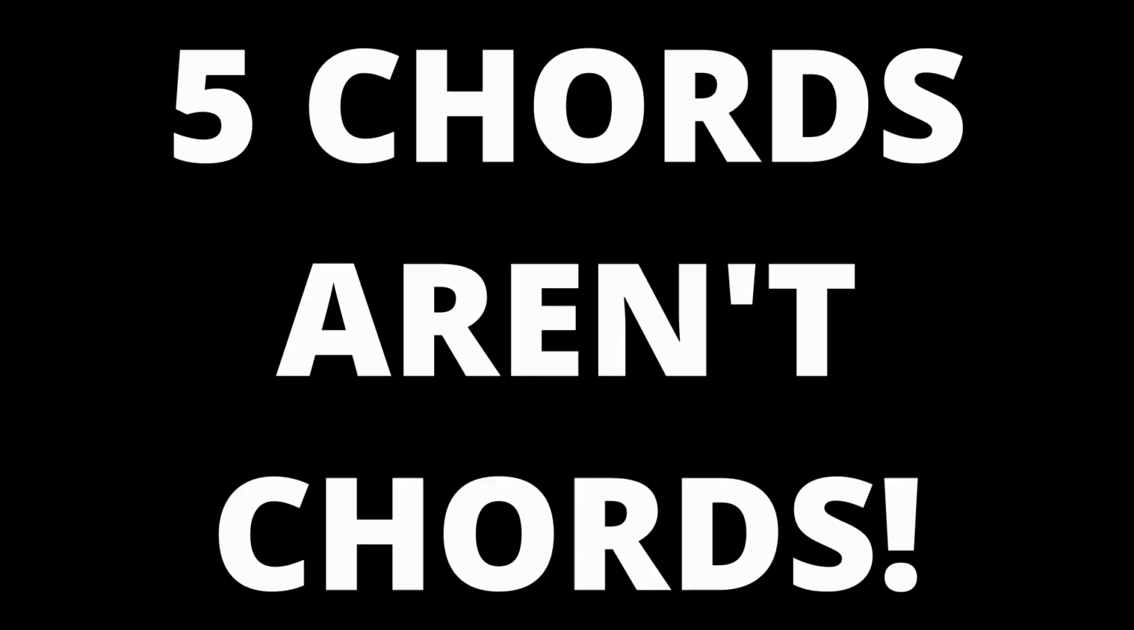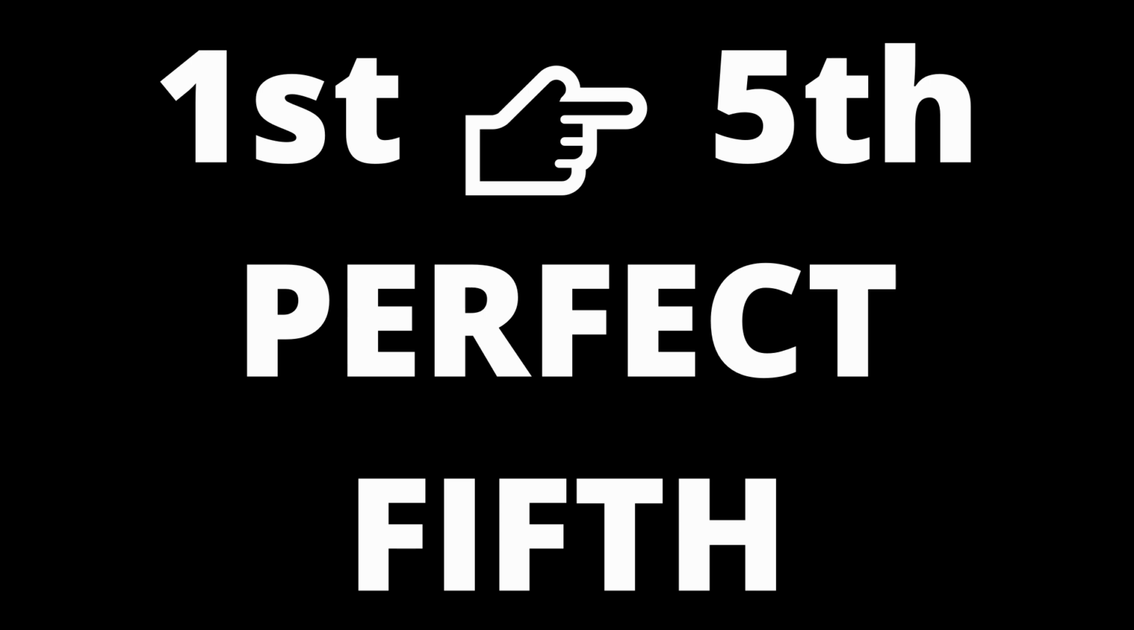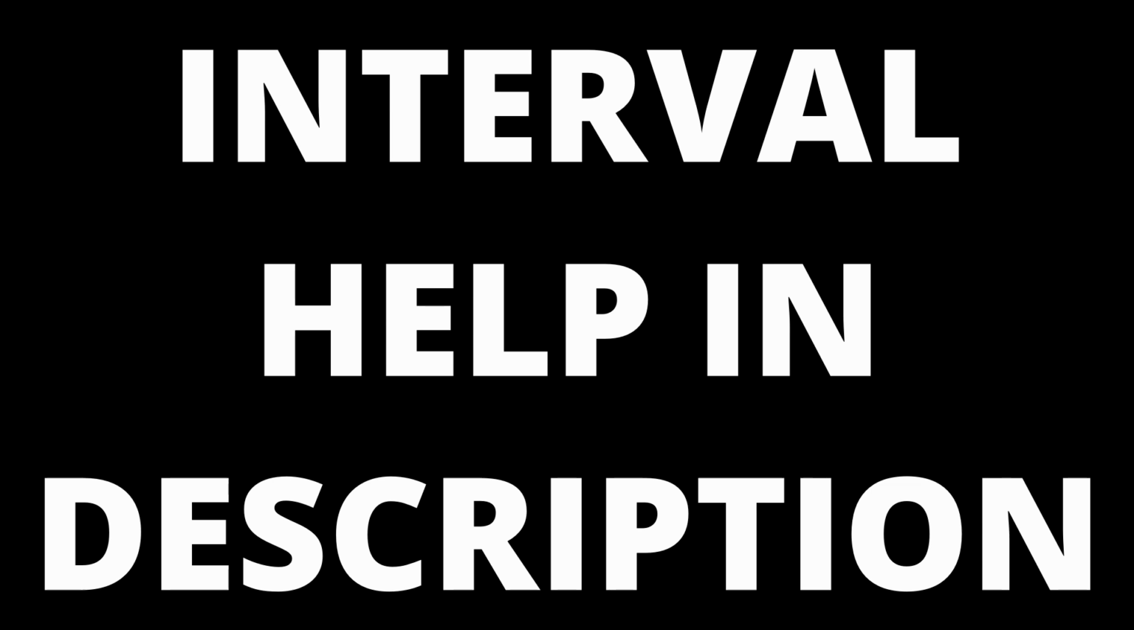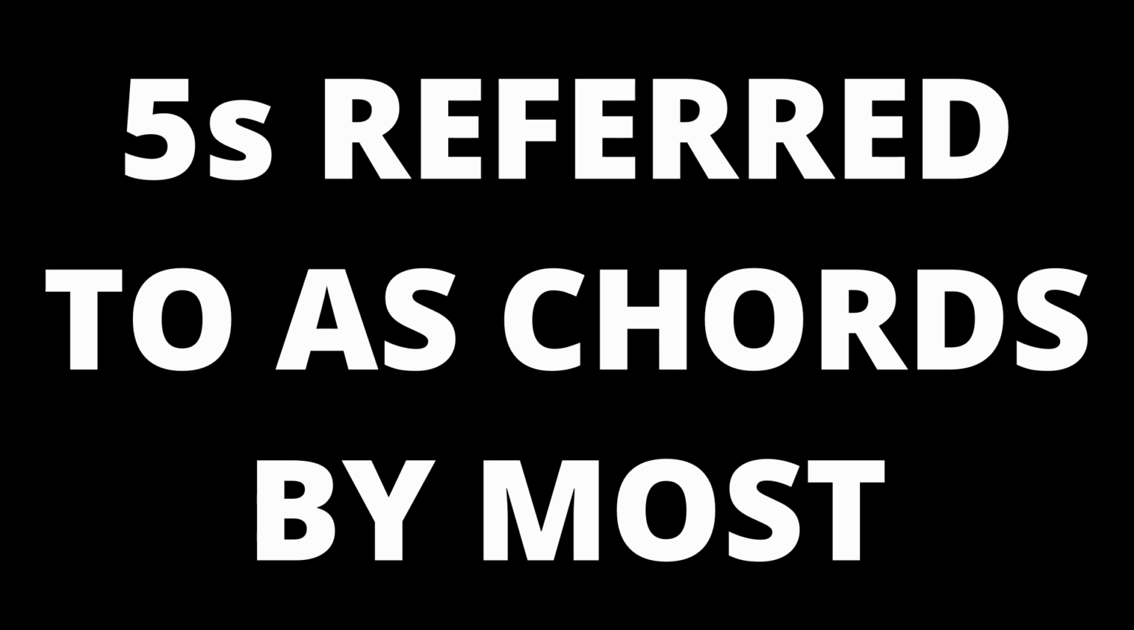Technically speaking, the fifth chord is not a chord at all. A chord traditionally has 3 or more notes. Having only 2 notes, the first and the fifth, means that a fifth chord could be called a dyad. The distance between the first note and the fifth is called a perfect fifth interval. Check out our video on intervals in the description below for more information about this. Despite all of this, fifth or power chords are generally referred to as chords by musicians.